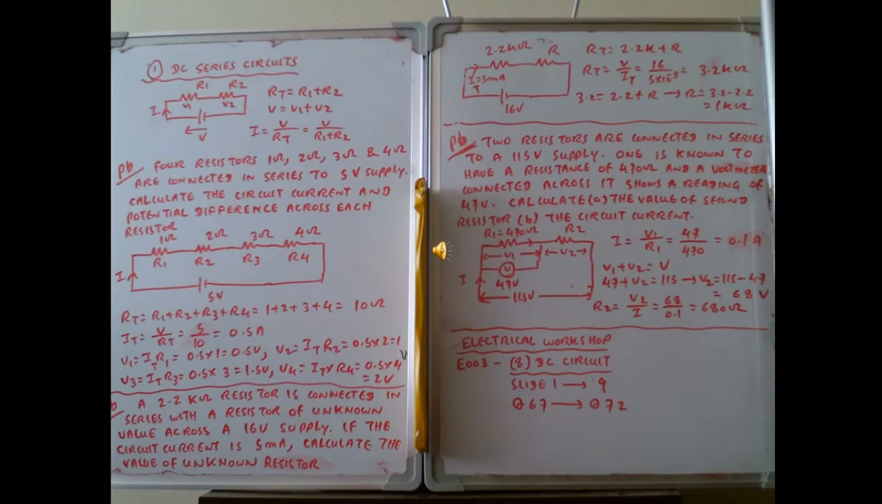And then we see this problem. The four resistors, 1 ohm, 2 ohm, 3 ohm, and 4 ohm, are connected in series to a 5 volt supply. So we need to calculate the current and the potential difference across each resistor.